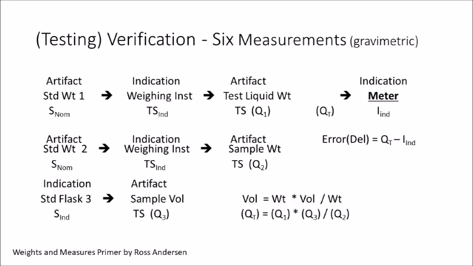Finally, I'll show you this is 6 measurements of verification in a gravimetric test. For example, we might do this for an asphalt meter or something like that. What's interesting about this is you have 6 measurements, you have 4 different transfer standards, and what you have to do is take the true quantity value as Q1 times Q3 divided by Q2, and that's what gets compared to the meter indication.